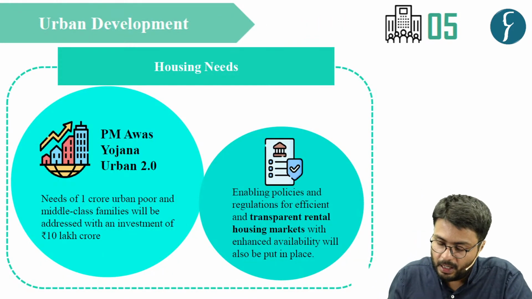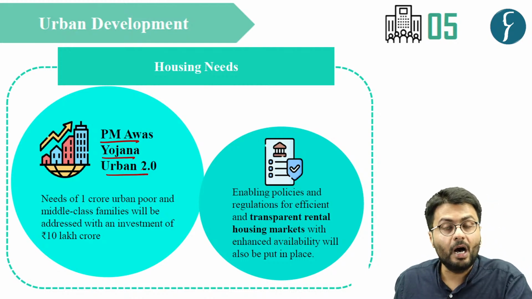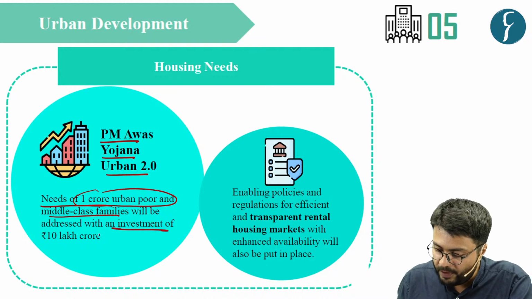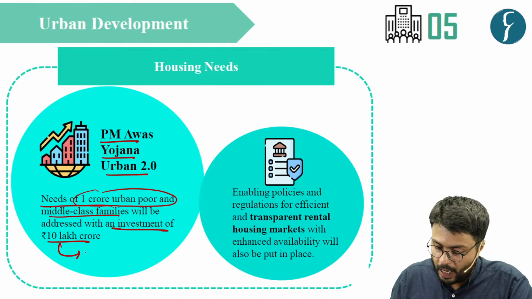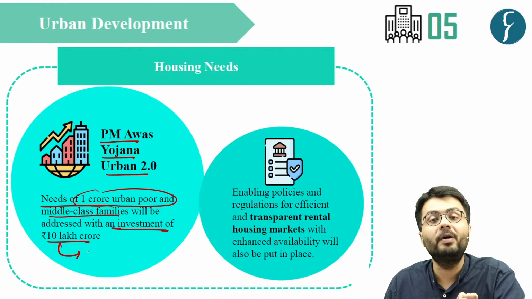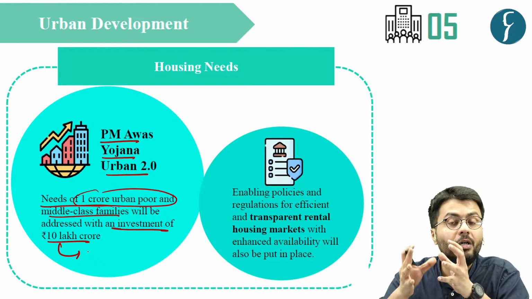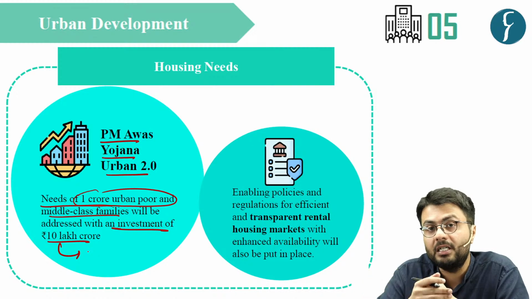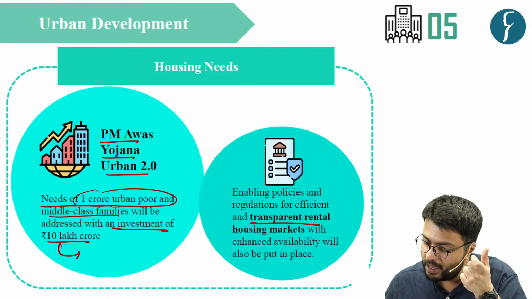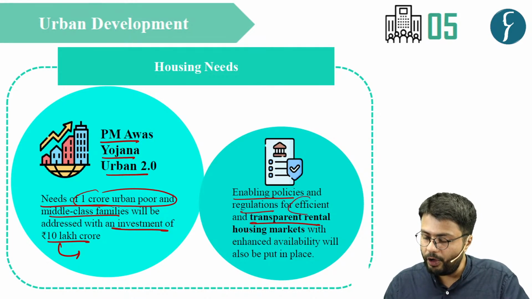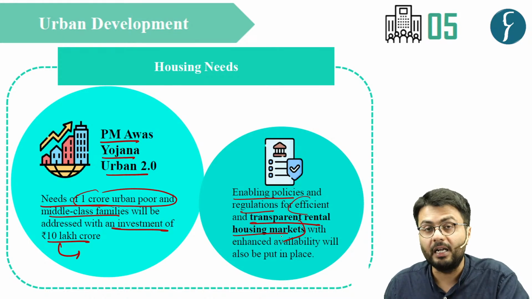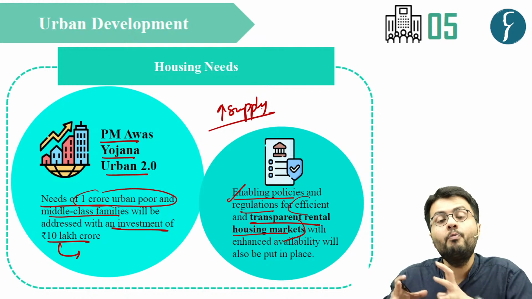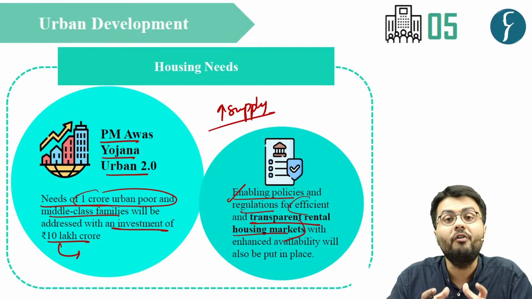Now, as far as housing needs are concerned, the government is coming up with PM Awas Yojana and its second version, which will cater to the needs of 1 crore urban poor and middle class families with an investment of as much as 10 lakh crore rupees. Now, under this scheme, incentives will be provided in the form of interest subventions on loans which are undertaken to establish housing complexes in general. Further, people who are unable or unwilling to buy permanent houses in cities can even rent an accommodation, as the government is looking to enable policies and regulation for efficient and transparent rental housing markets in the country. By enabling policies, the government is looking to increase the supply of rental accommodation, which will accommodate people who move from rural to urban areas in seek of employment opportunities.